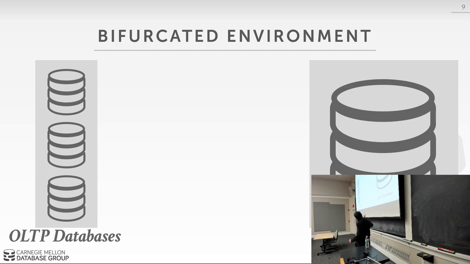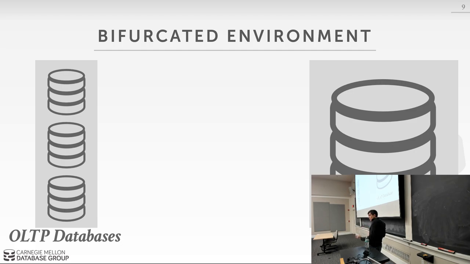And so you're going to have on your front end your OLTP databases, and this is where you're getting all the new updates from the application, the transactions that are modifying the database. This is where you're ingesting new data from the outside world. And then you're going to have this giant backend data warehouse that you're going to take all the data from the front end and copy it over into.